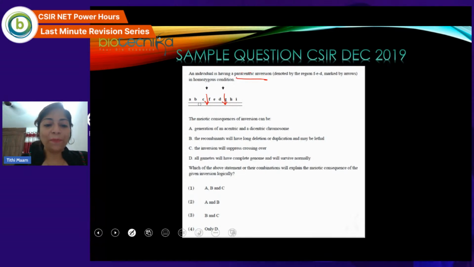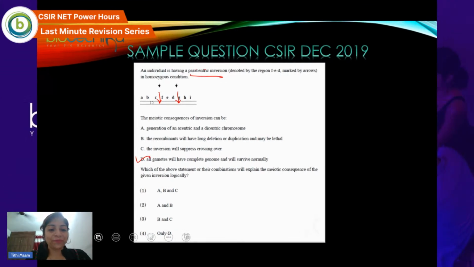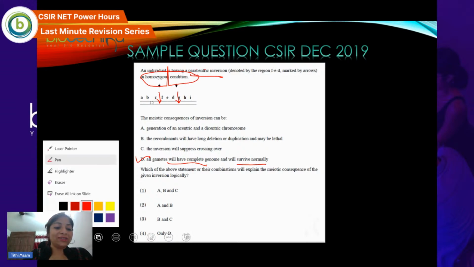The answer will be option 4, only D. D is the only statement which is correct. What is D? All gametes will have a complete genome and will survive normally. Now you will say, how can this be possible, ma'am? You just told us the consequence. But remember what I said: those consequences will come if the inversion is in heterozygous condition. Now read the question again. It says it is in homozygous condition.